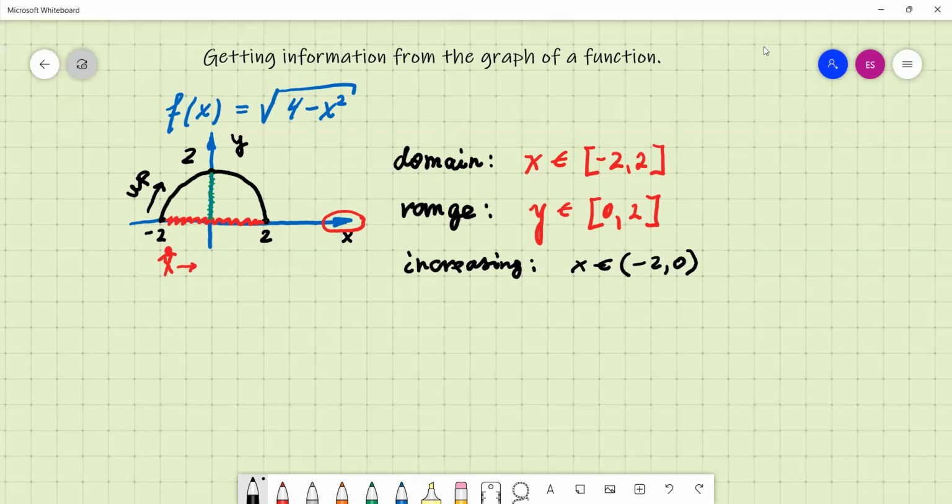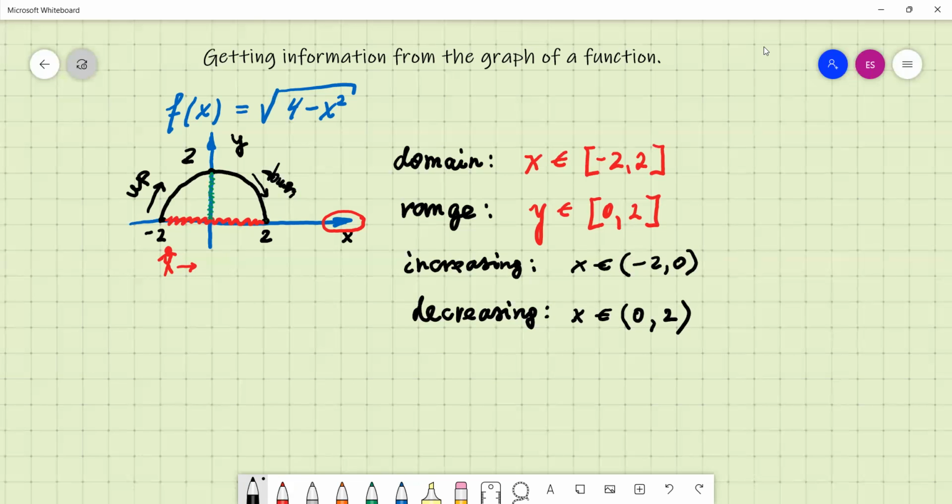Okay, now after 0, after we pass 0, again we are walking on the x-axis. We are going to go down, right? Down means that the function is decreasing. Decreasing means that it's going to happen between 0 and 2, right? X belongs to the interval between 0 and 2.